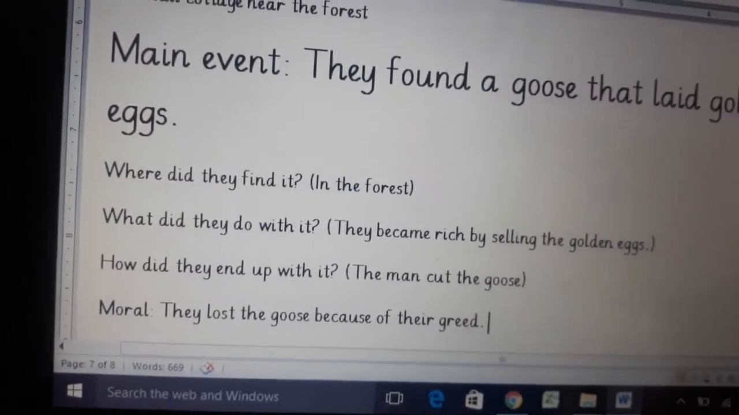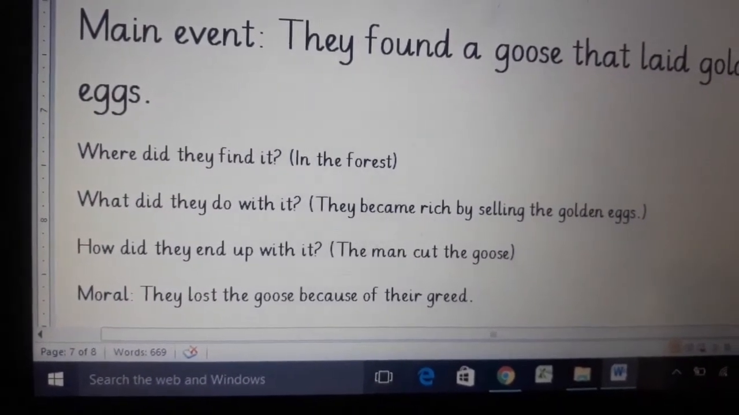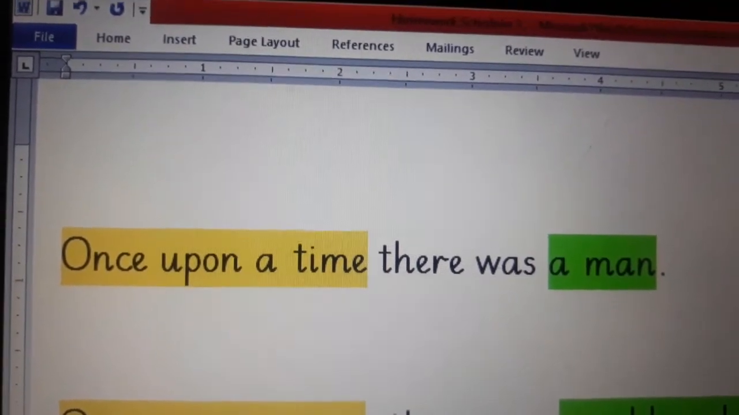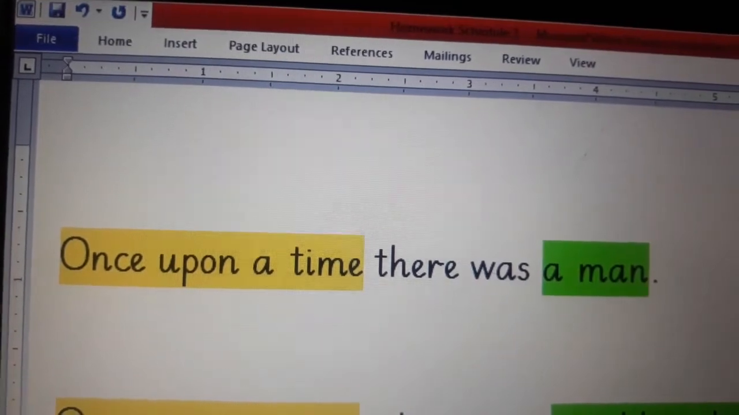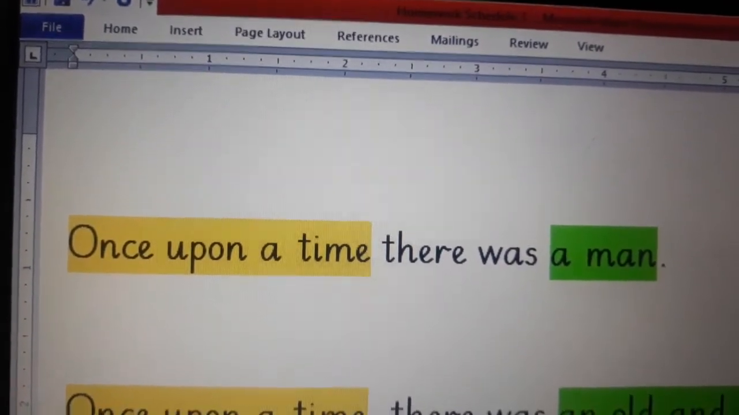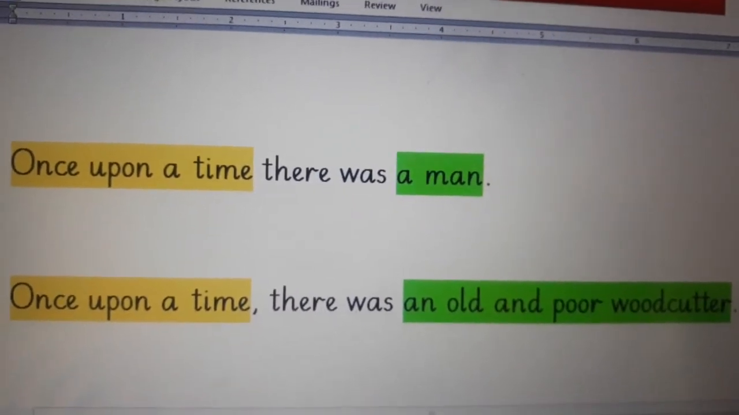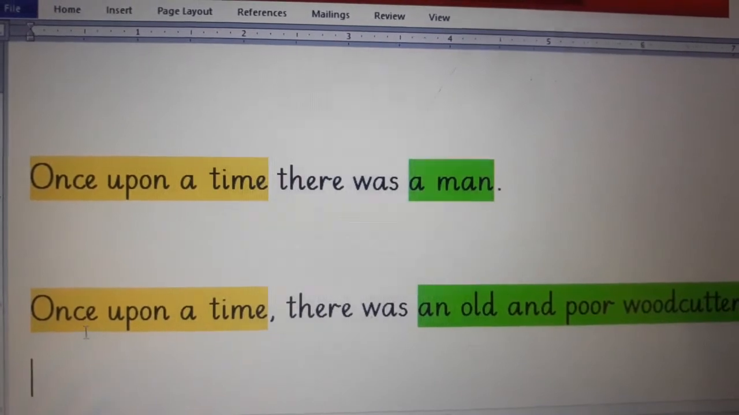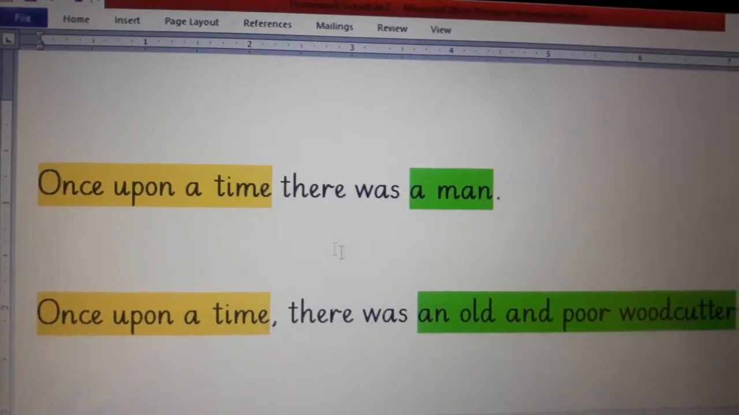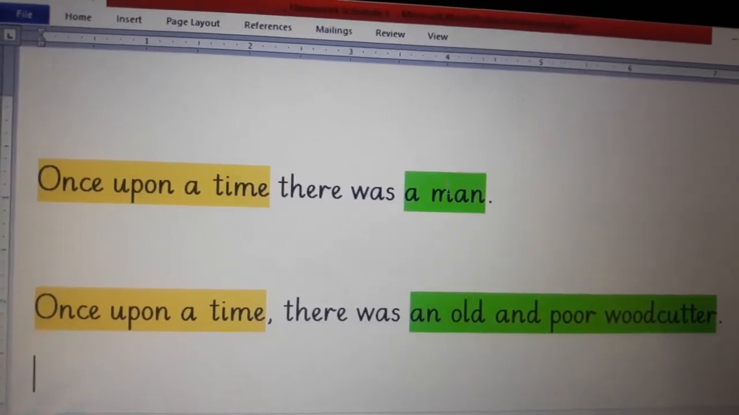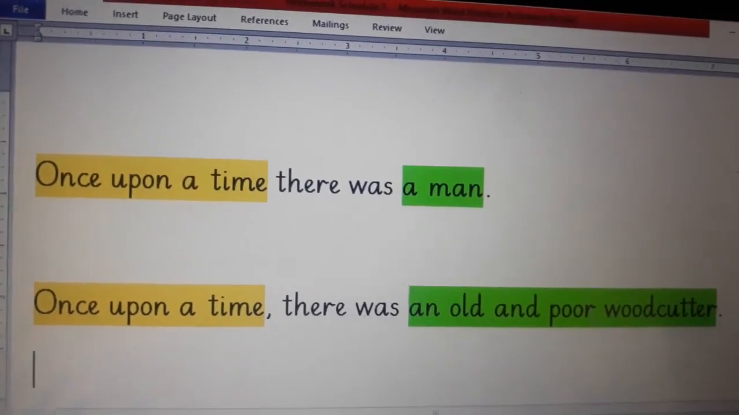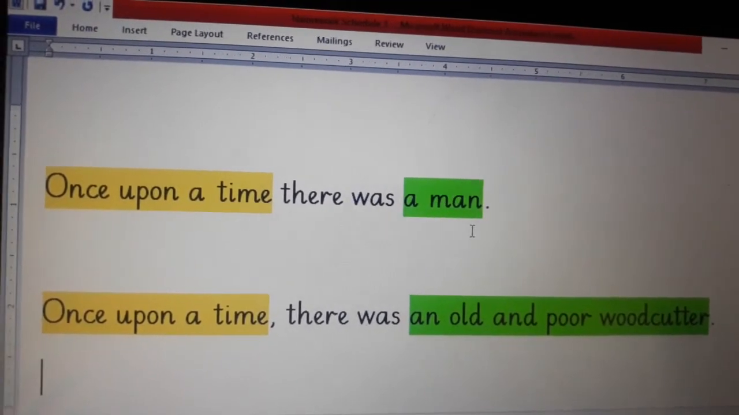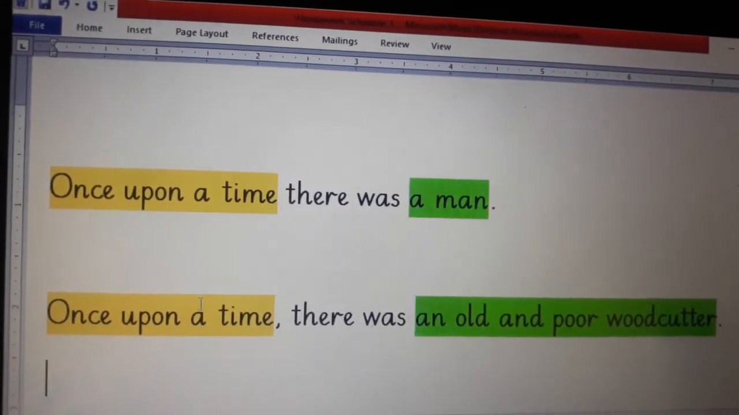Additionally, I am going to tell you how you can upgrade your sentence writing. Here you can see a sentence with which we normally start our story writing. Once upon a time, there was a man. I have modified this sentence as: once upon a time, there was an old and poor woodcutter. Once upon a time is the adverb of time. There was an old and poor woodcutter. I have specified the man as a woodcutter and I have added two adjectives, old and poor. So this is how you can upgrade it, by specifying things and adding adjectives and adverbs.